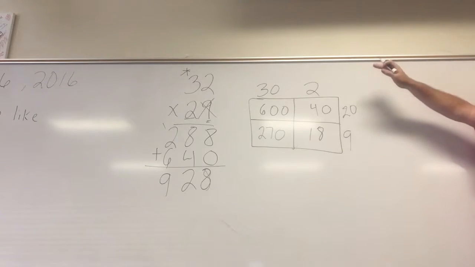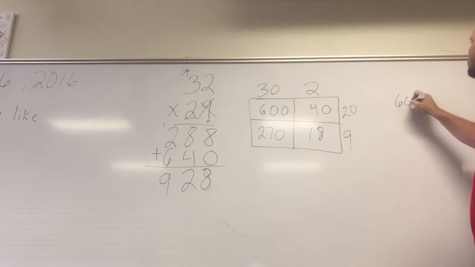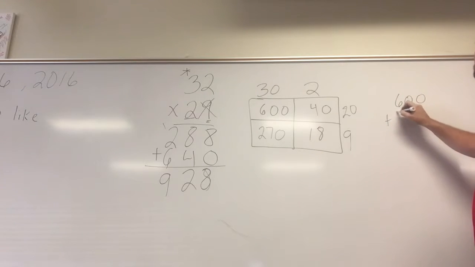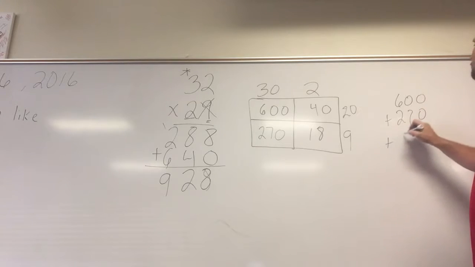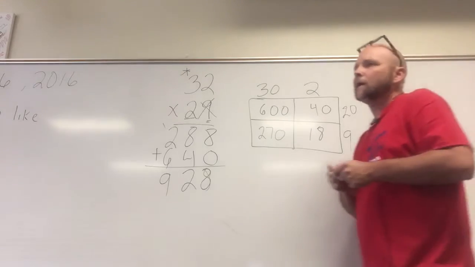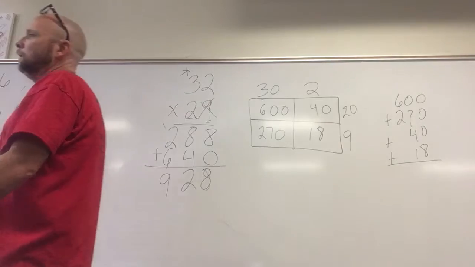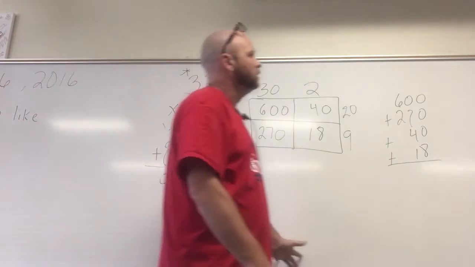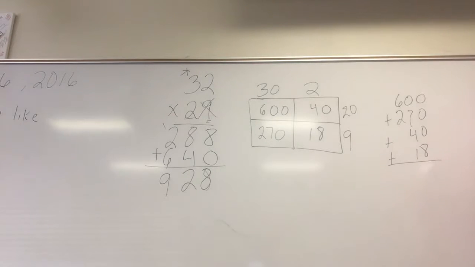18. Now we add all of these numbers together. So I have 600 plus 270 plus 40 plus 18, and as long as you know how to add and you can keep your columns straight. So my ones place, I have 0, plus 0, plus 0, plus 8, which is 8. My tens column, I have 7, plus 4, plus 1, equals 12. Carry my 1. My hundreds column, I have 6 plus 2 plus 1, which equals 9. So it's 928.